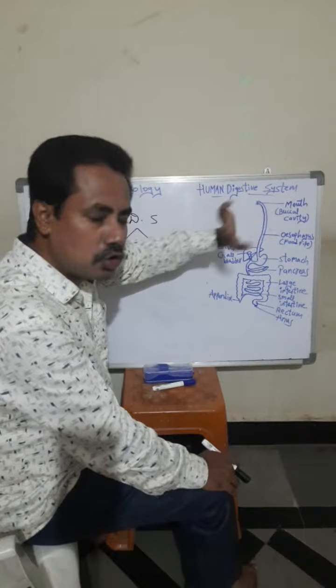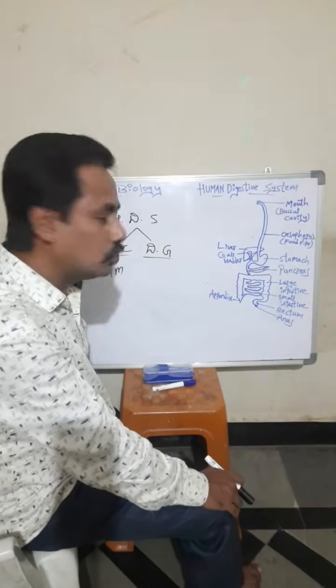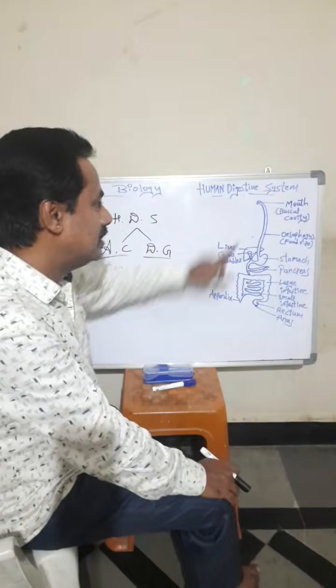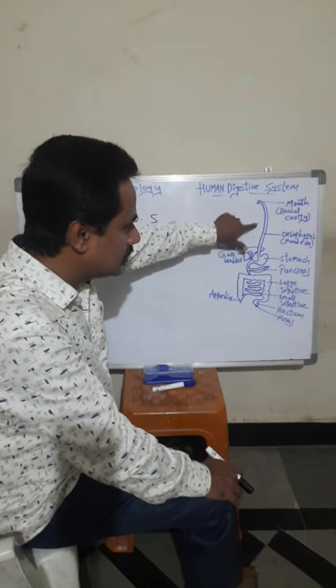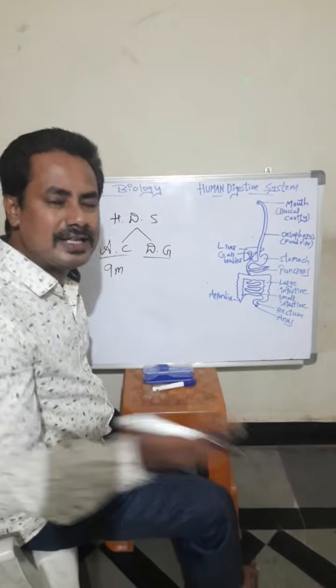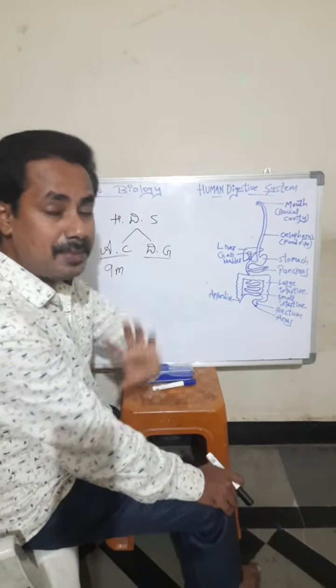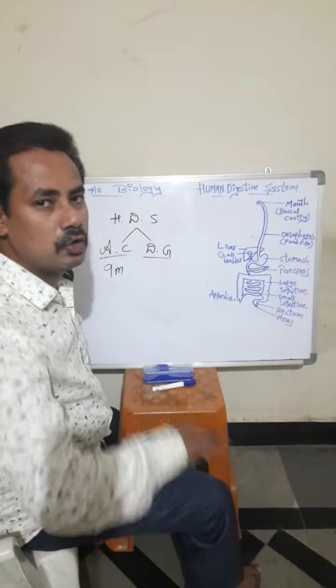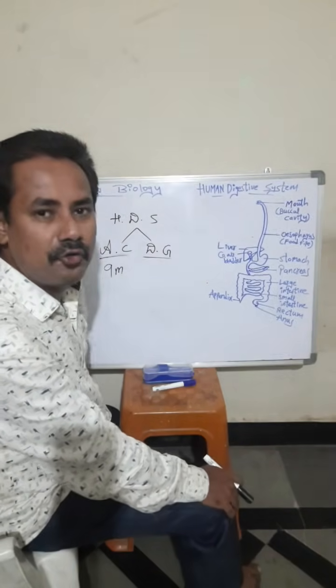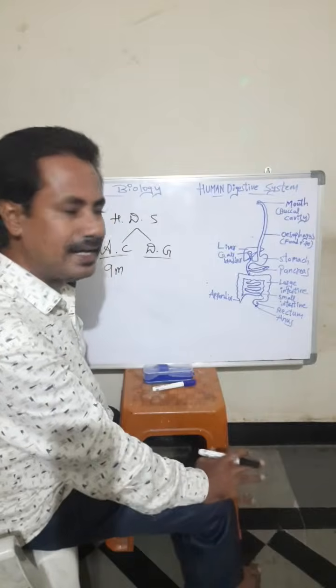Mouth is also called the buccal cavity, students. And the next one is esophagus. What is esophagus? Esophagus is nothing but the food pipe. There are windpipe and food pipe, two pipes where the food will go. The one through which food goes is known as esophagus, or food pipe generally.